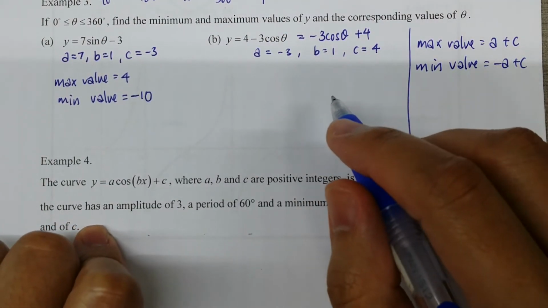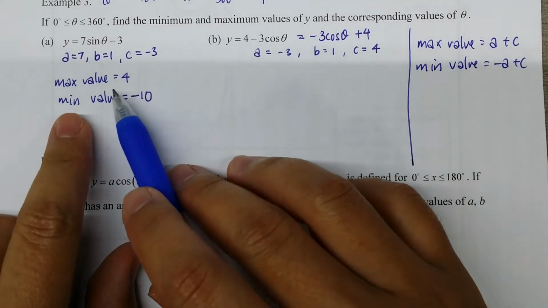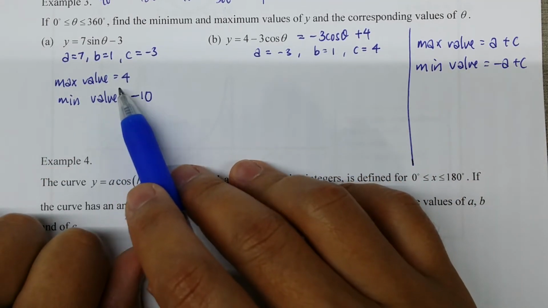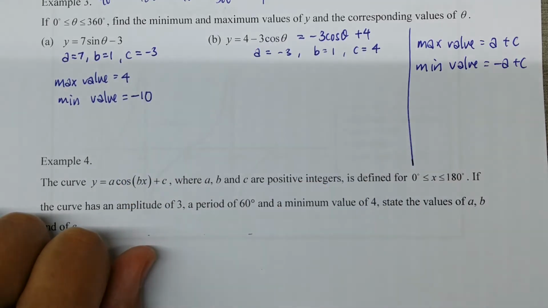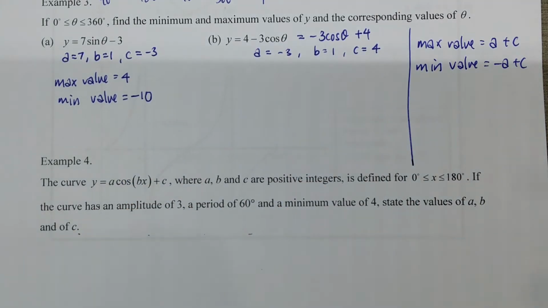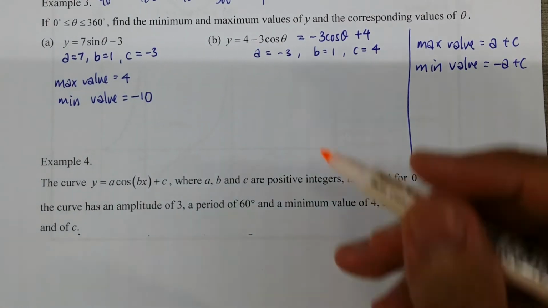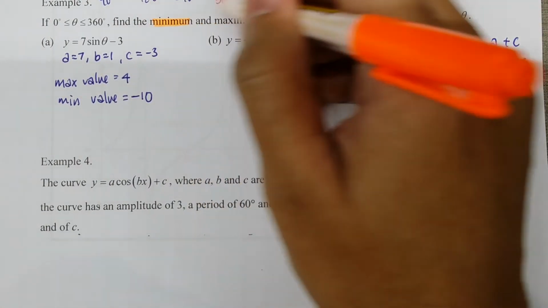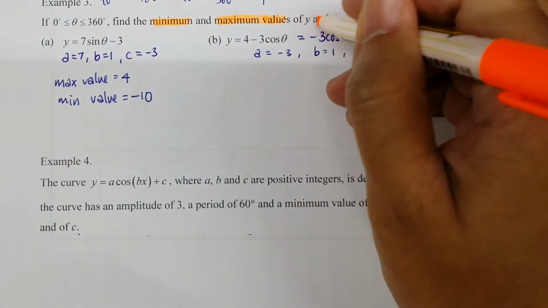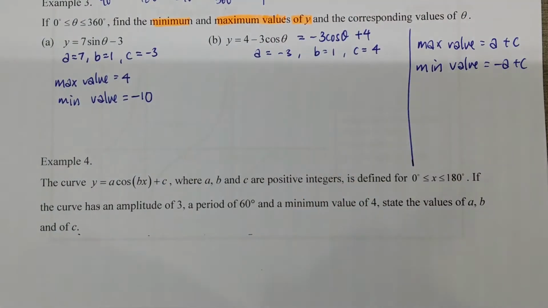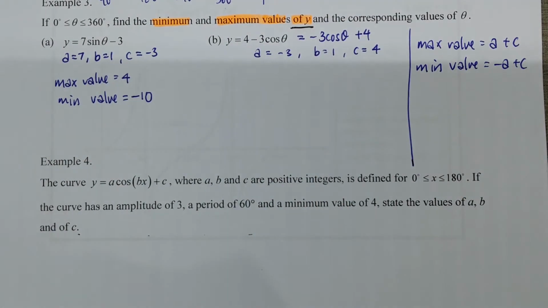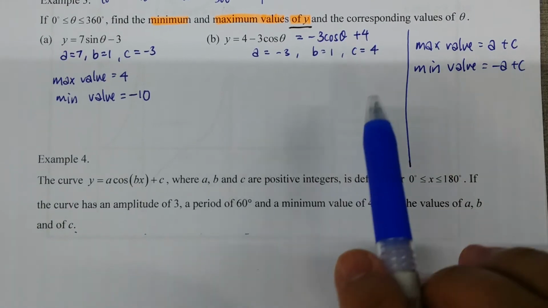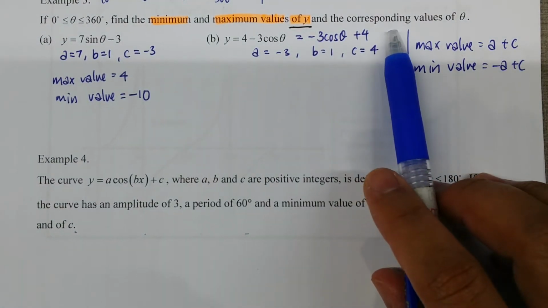Now, but by the way, these two are maximum value of y, minimum value of y. I think I need to highlight to you, otherwise you're not sure what we are talking about. These are the minimum and maximum values of y. That means how high the graph will go, how low the graph will go. It cannot be x, it's y. Then they ask me for the corresponding values of theta.